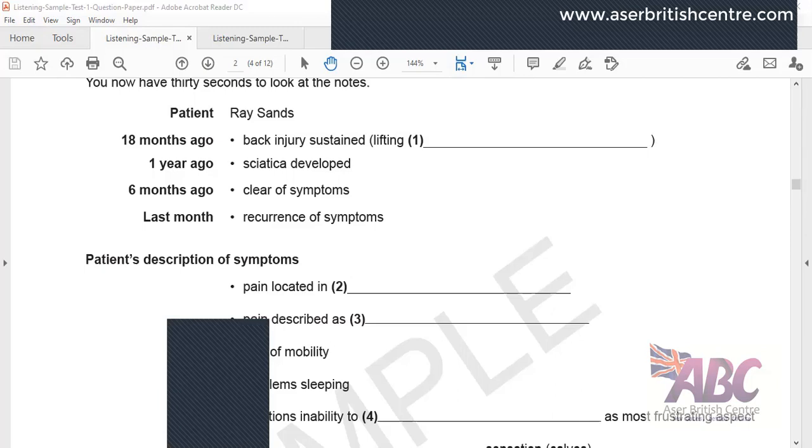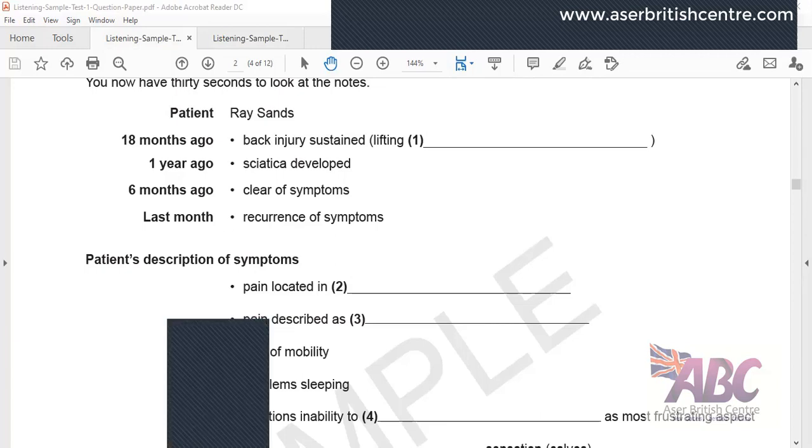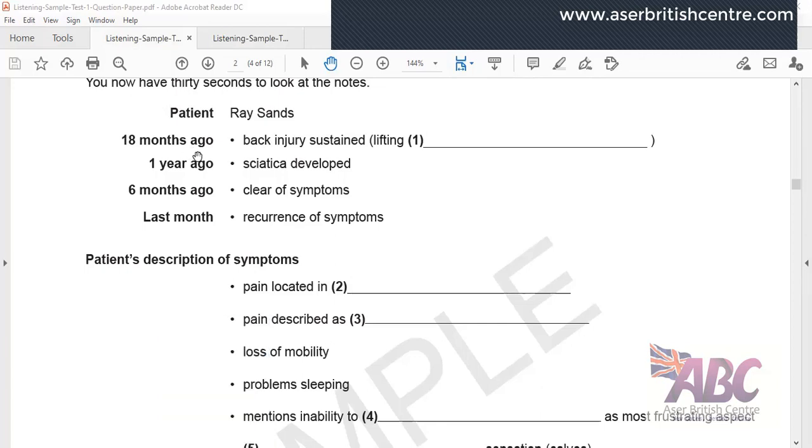Come in. It's Mr. Sands, isn't it? That's right, Ray Sands. Now, I think you've been referred to me because you're suffering from sciatica. That's right. Not for the first time, actually. Okay, well, I've got some notes here, but perhaps you can tell me in your own words about any previous bouts of sciatica you've had, what treatment you had, what worked for you, anything else you can remember. Righto. Well, it all started when I hurt my back, about 18 months ago now. I was giving somebody a hand with a heavy suitcase and I felt it go, you know.